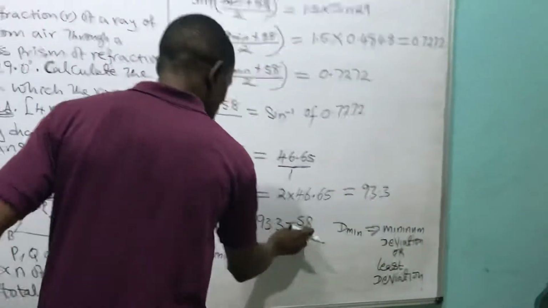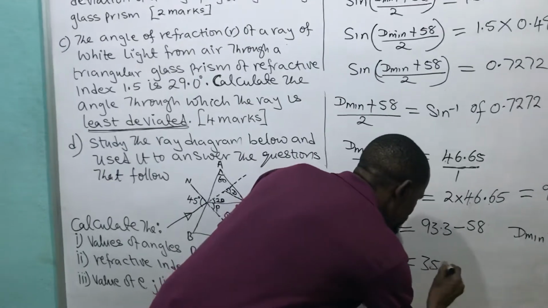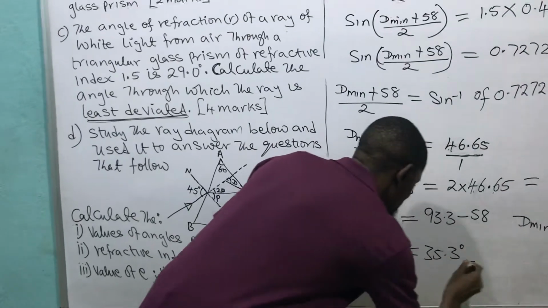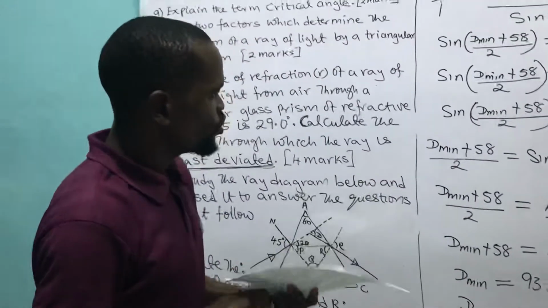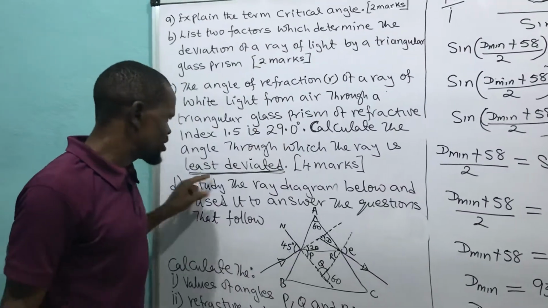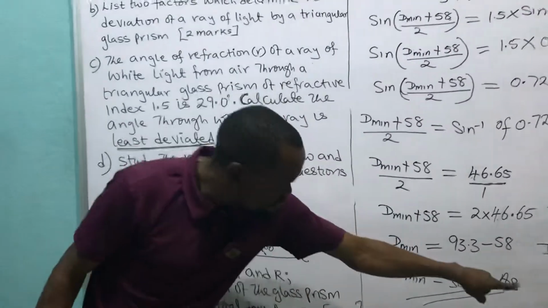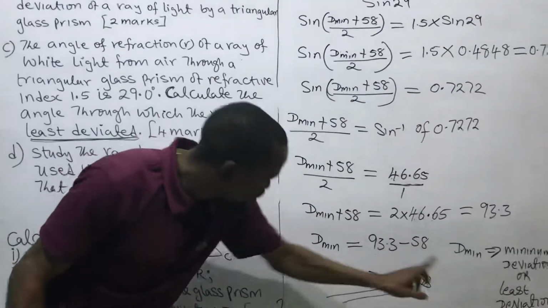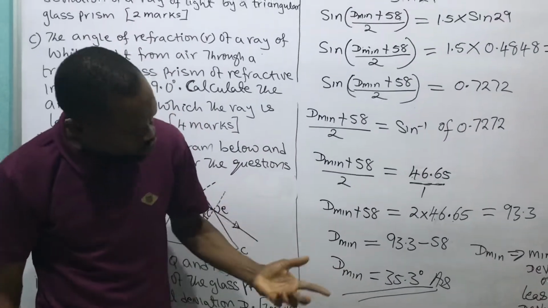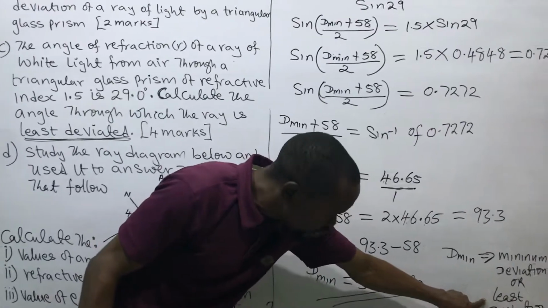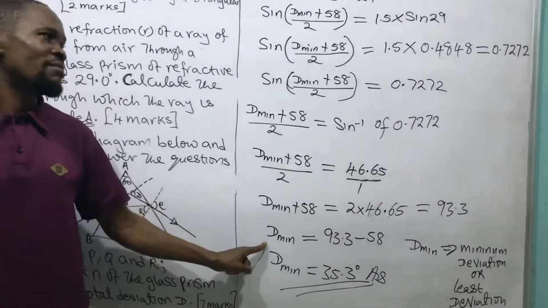So this minus this will leave me with 35.3 degree. That's the answer to the question they asked us. They say we should find the least deviation, and that's what we call minimum deviation. Have you noted it? If WAEC wanted to confuse you and put least deviation, know that we are talking about this. If they said minimum deviation, know that we are talking about this.